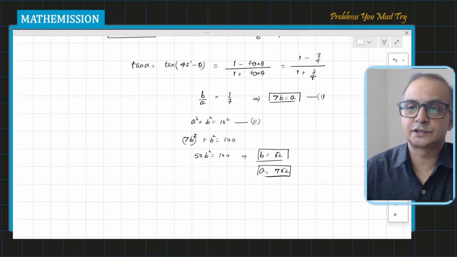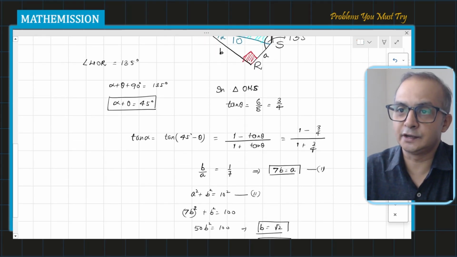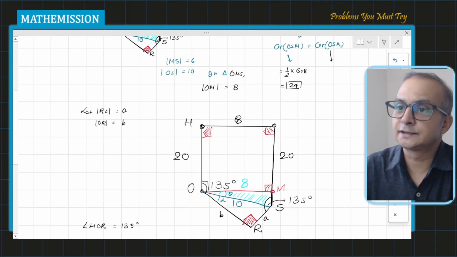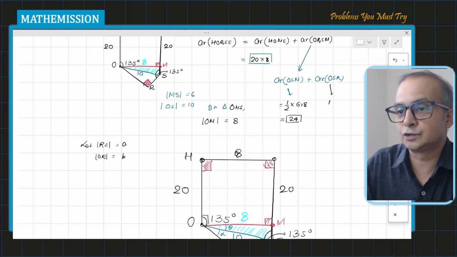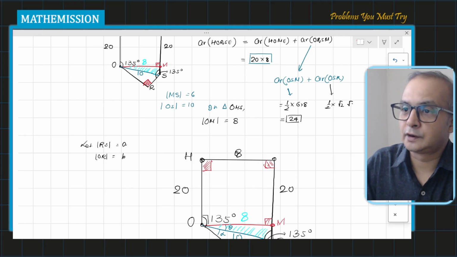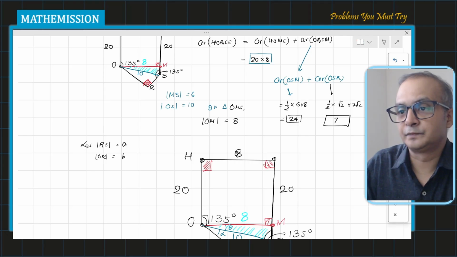And again, this triangle was a right angle triangle. So the area of this ORS, which was not calculated so far, is half into A into B. A was 7 root 2 and B was root 2. So we substitute these values there. And luckily we got again an integer value there. And what is this? That is going to be 7.